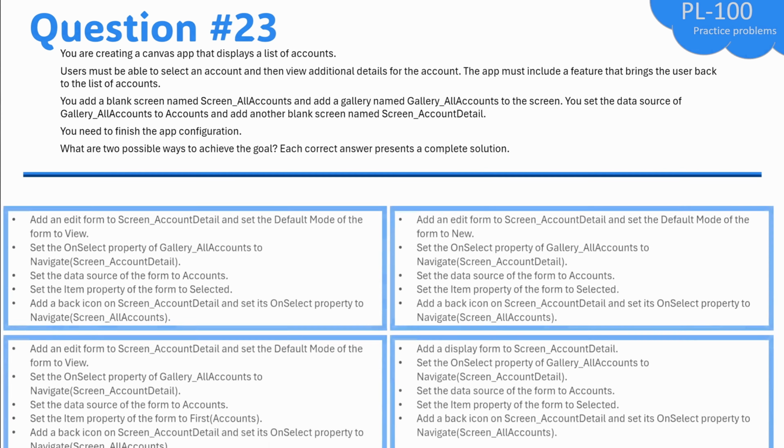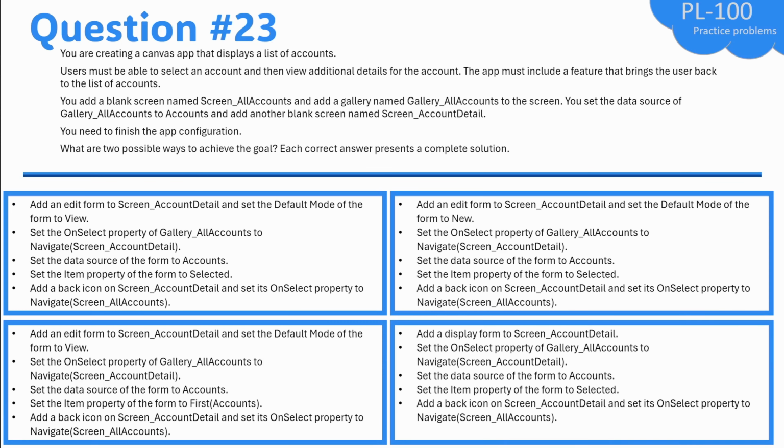Let's go ahead and move on to question 23, and there's a lot of words on the screen, but let's go ahead and break it down. You are creating a Canvas app that displays a list of accounts. Users must be able to select an account and then view additional details for the account. The app must include a feature that brings the user back to the list of accounts. Okay, so we need a list of accounts screen, a details screen, and a back button.